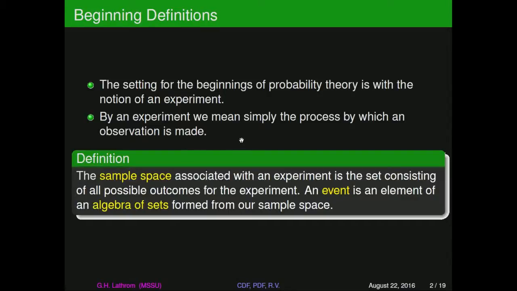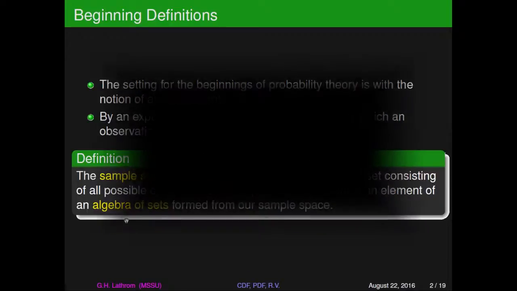And so typically what we talk about in the context of these events is something called the sample space. The sample space associated with an event is the set consisting of all possible outcomes. So no matter how remote that possibility is, it's still a possible outcome, and so we're going to include it in our sample space. Now, an event in an experiment is going to be an element of something called an algebra of sets formed from our sample space.